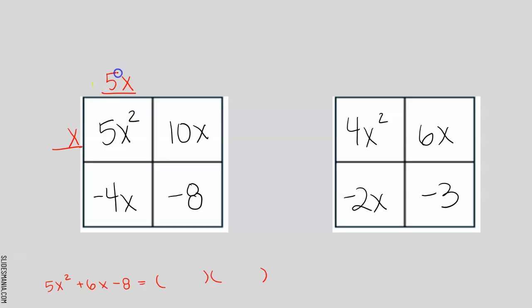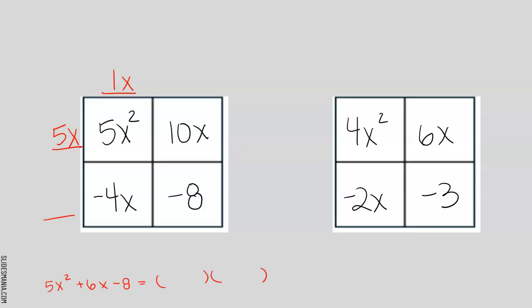If I put a 5 at the top and a 1 on the side, that gives me 5x squared. As I continue solving this box though, when I look down in this box, 5x times what would give me negative 4x? Well, it's hard to multiply a 5 to get a negative 4 without using a fraction or a decimal. And I promise you, you will never have to use fractions or decimals in order to solve these boxes. So right now, this isn't going to work out. So what other options give me a 5x squared? Well, I could put the 5 on the side and the 1 on the top. This still gives me 5x squared.